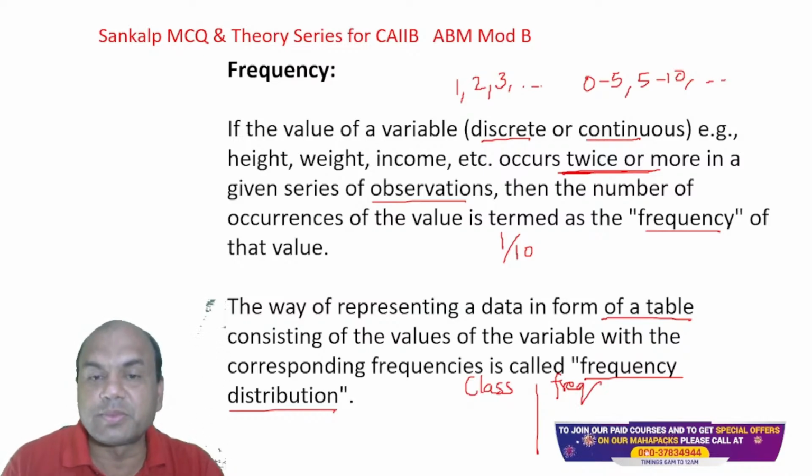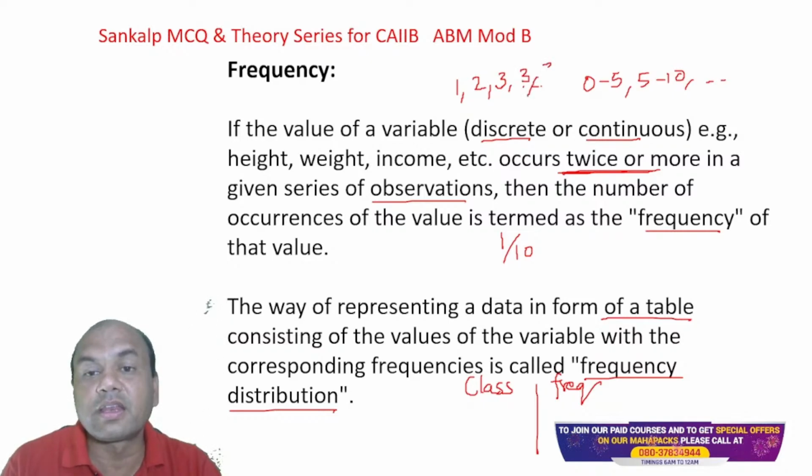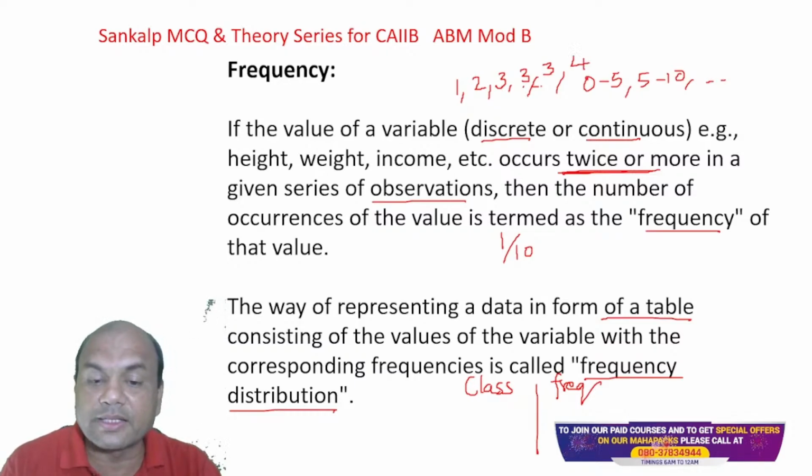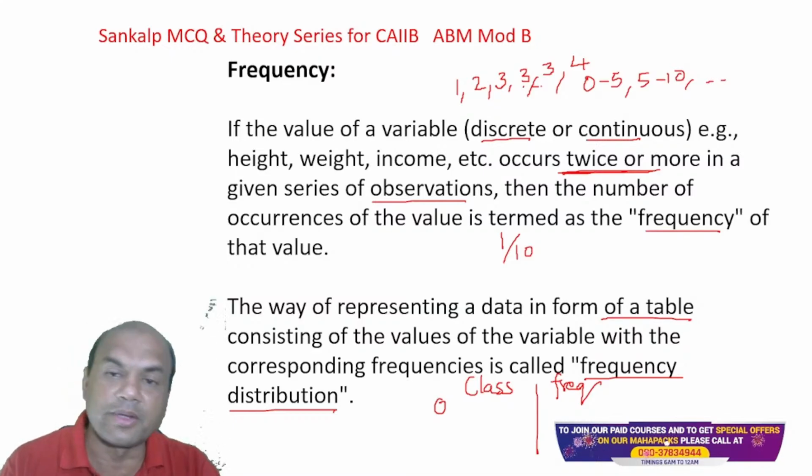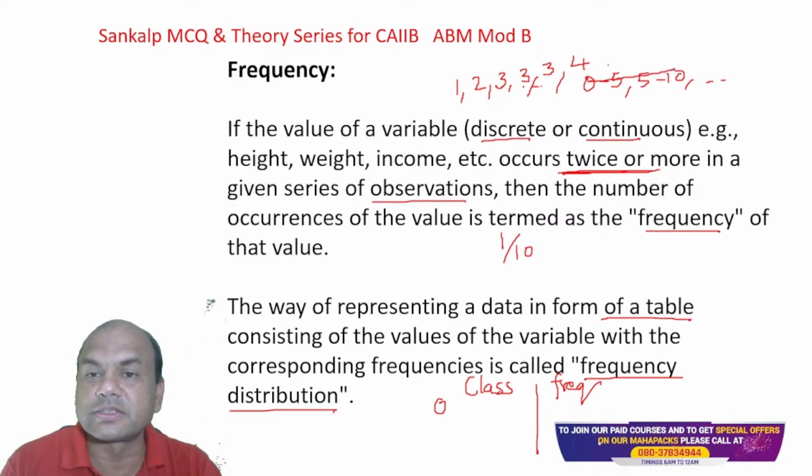Now I'll explain it. Suppose I'm having these numbers 1, 2, 3, then 3 again, then 3 again, then 4. And I start writing these classes. 0 to 5 means everything will be over here only. So let me make it smaller classes: 0 to 2, 2 to 4, and then go on 4 to 6, so on.